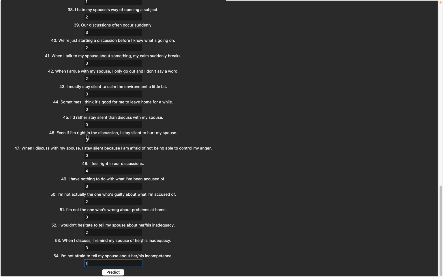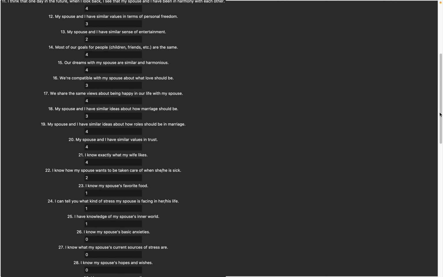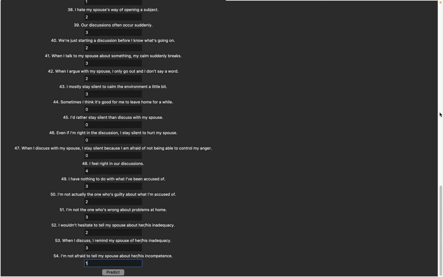Now we have answered the questions. Now we'll click on predict. So it says divorce is likely, with a probability of 88.73%. I will tell you about the questions also. For example, if one of us apologizes, our discussion deteriorates, the discussion ends. We have given the outputs for the questions, and based on those outputs, it has predicted the divorce rate.